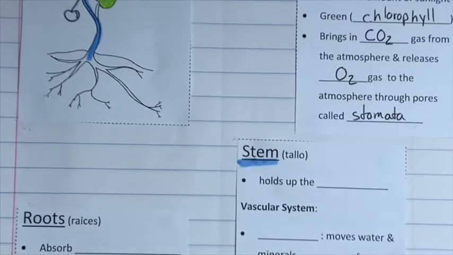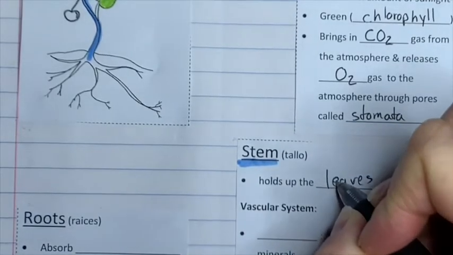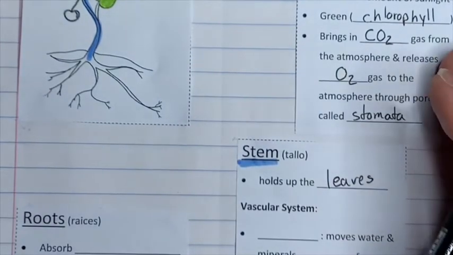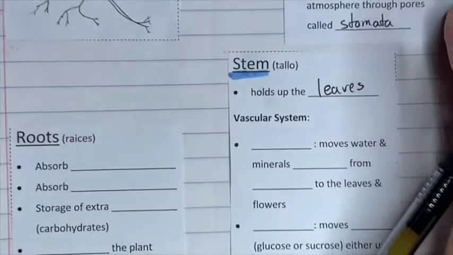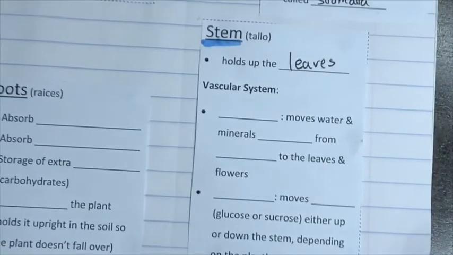The stem has a couple of different purposes. One of its purposes is to hold up the leaves. It's what the leaves are attached to, and most plants grow upward, so the stem holds up those leaves so the leaves can get to the sun. But within the stem, we have the vascular system.